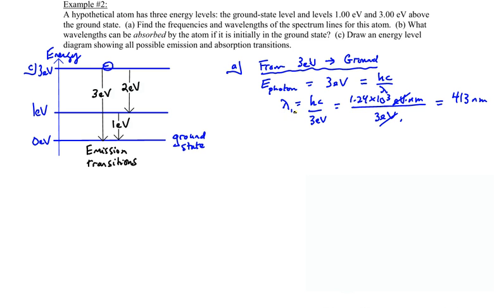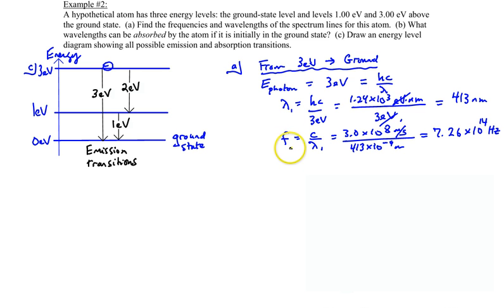We'll call that lambda 1 for this particular photon that is being emitted as this electron drops from this higher energy level down to the ground state. Now you could also calculate the frequency if you wanted to. You know that c equals f lambda, so f would be equal to c over lambda. That's 3 times 10 to the power of 8 meters per second divided by 413 times 10 to the power negative 9 meters. And that gives you a frequency of 7.26 times 10 to the power of 14 hertz. So that's the frequency of that particular photon.